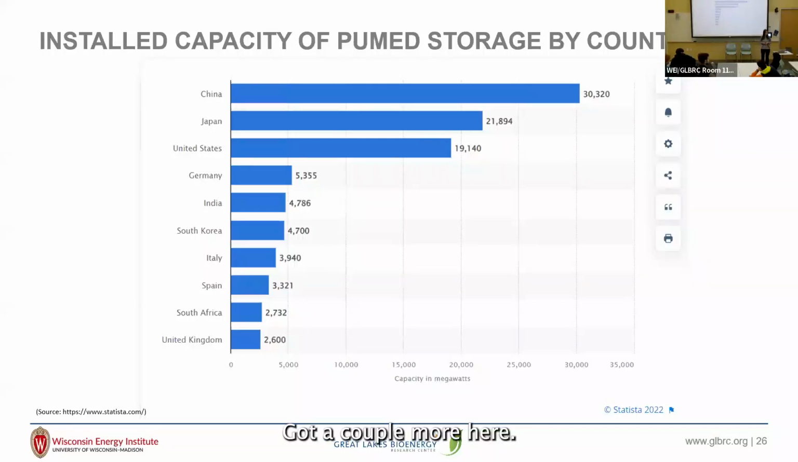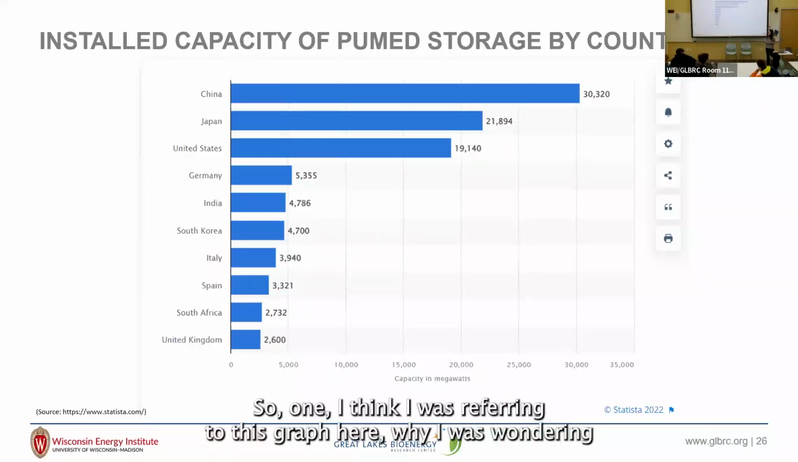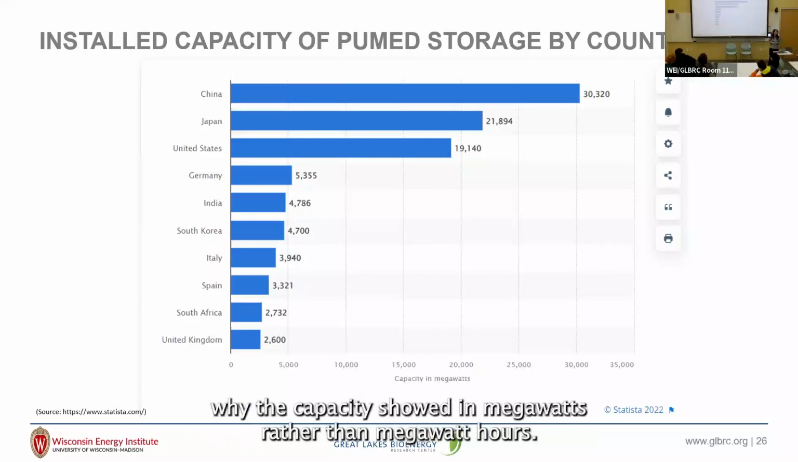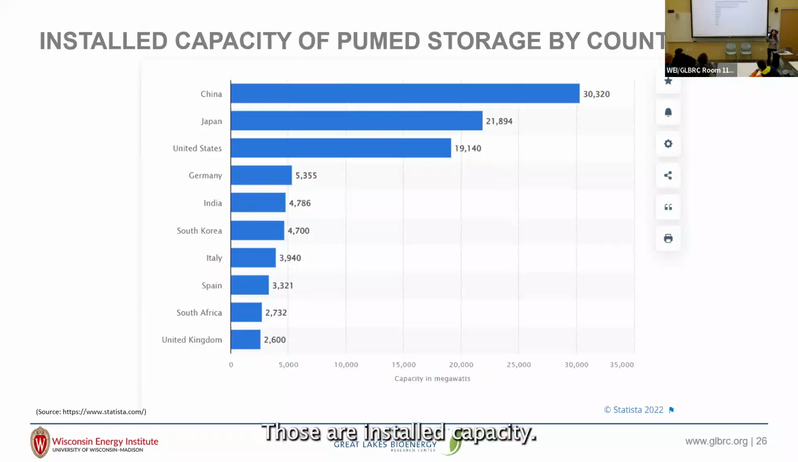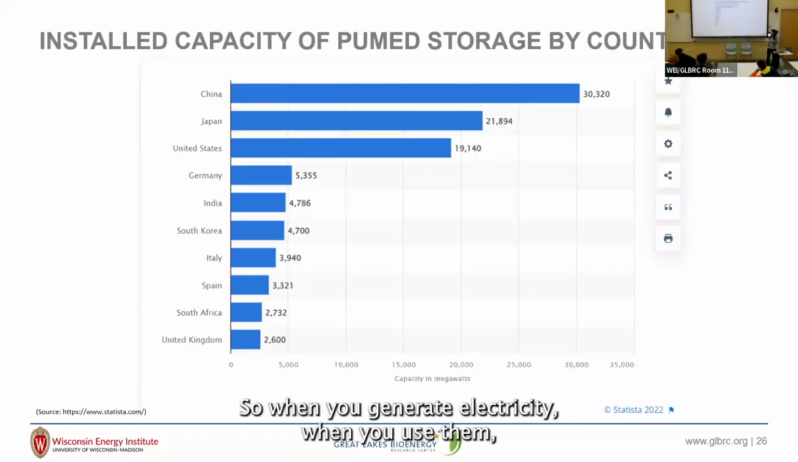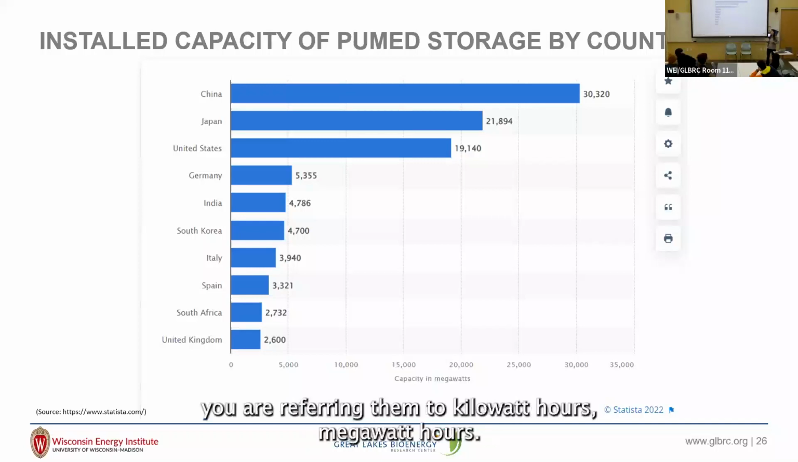Sorry, I got a couple more here. One, I think referring to this graph here, was wondering why the capacity is shown in megawatts rather than megawatt hours. Those are installed capacity. They're not actual generation. So when you generate electricity, when you use them, you refer to kilowatt hours, megawatt hours.